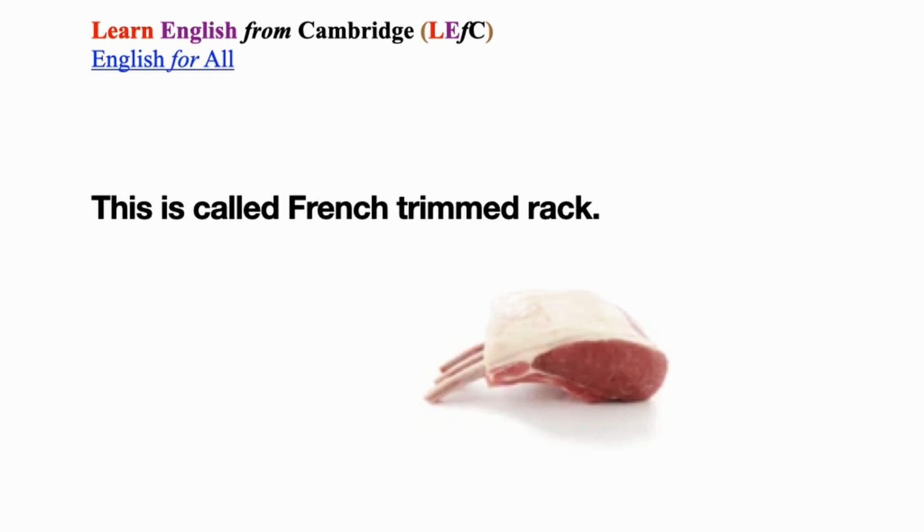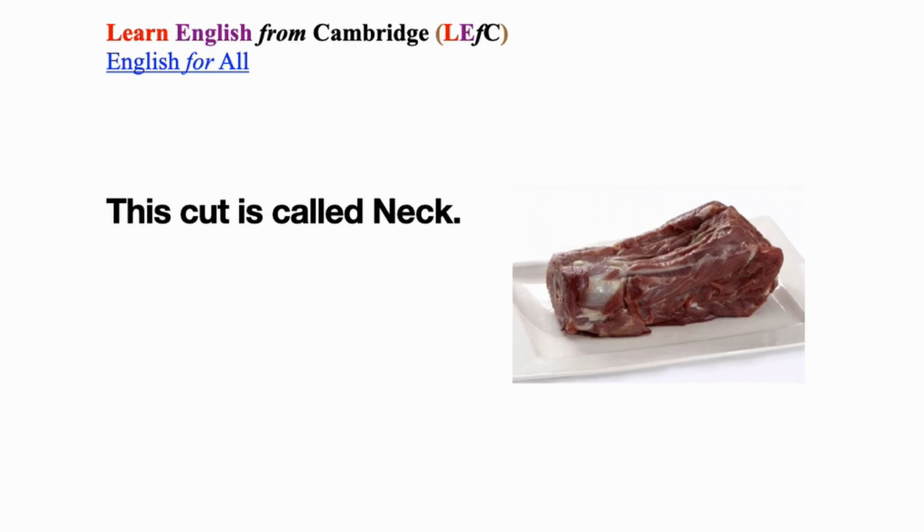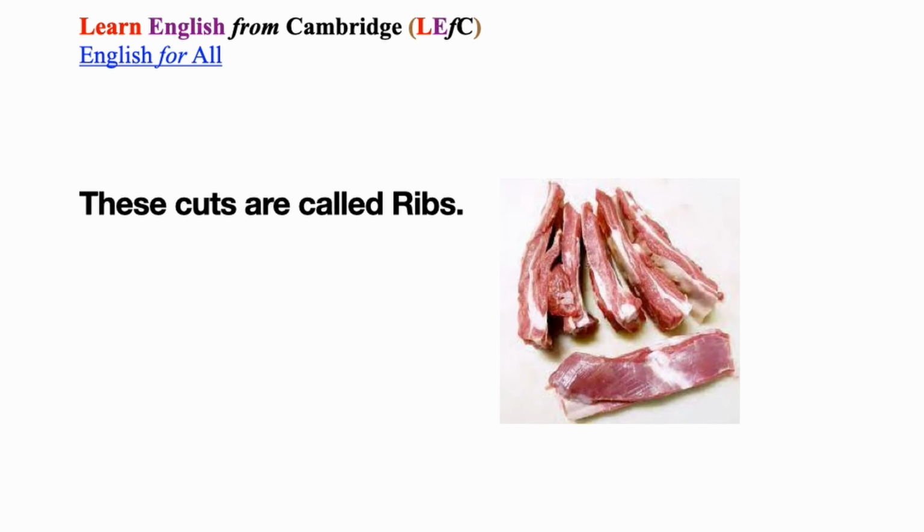This is called French trimmed rack. This cut is called shoulder. This cut is called neck. These cuts are called ribs.